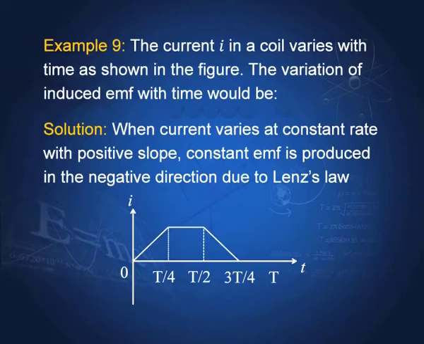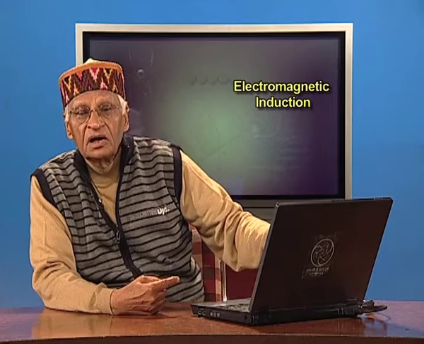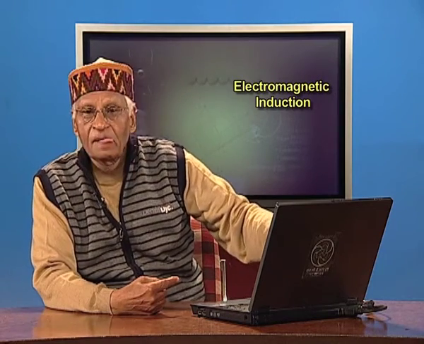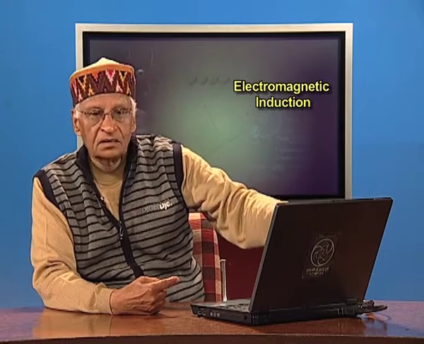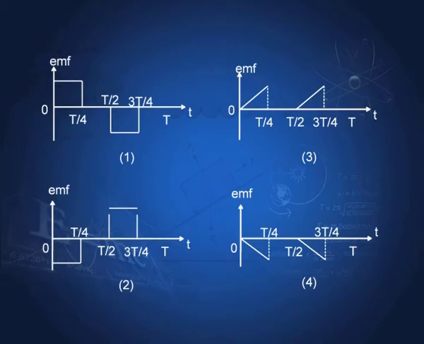In this case, since the current is increasing, the magnetic field is increasing and therefore, the flux is increasing, and therefore, there will be induced EMF, and induced EMF would be not in this direction, but in the opposite direction. So, we have to find out of these 4 which one corresponds to the variation of electric current like this. From 0 to T by 4, it increases constantly. From T by 4 to T by 2, it is steady. From T by 2 to 3T by 4, it decreases constantly.